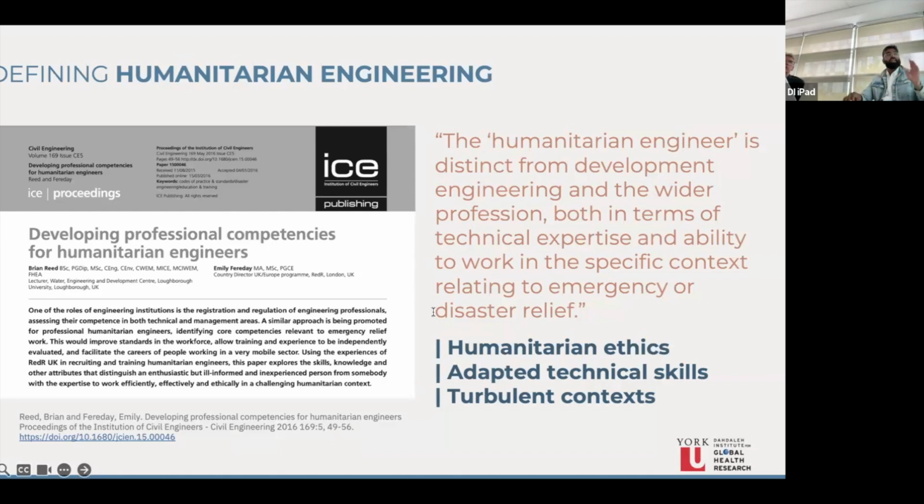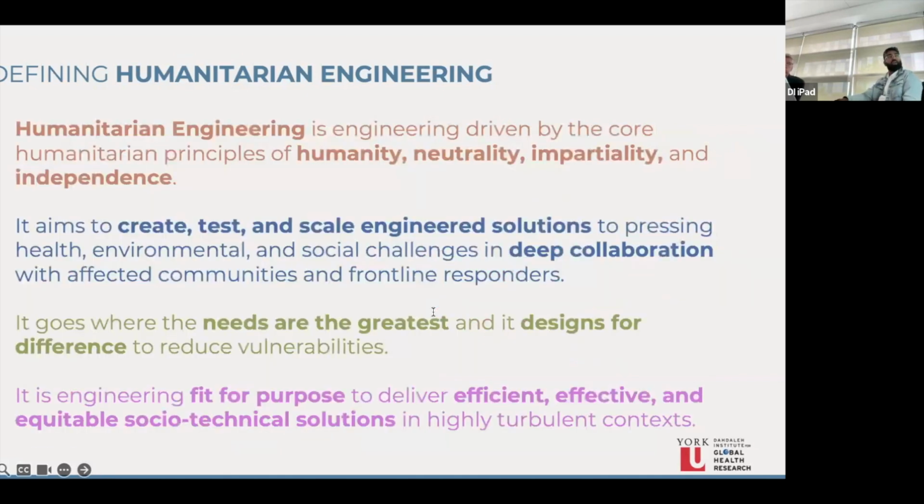And they draw out 3 features that I think make humanitarian engineering different from regular engineering. One is humanitarian ethics. How do we center humanitarian principles and ethics in practical technical engineering and other kinds of technical work? How do we adapt our skills to work in these contexts? And then, how do we be effective in very turbulent contexts in which the normal practices of our disciplinary backgrounds, be it medicine, engineering, nursing, nutrition or whatever else, none of those apply? How do we remain effective in those contexts?